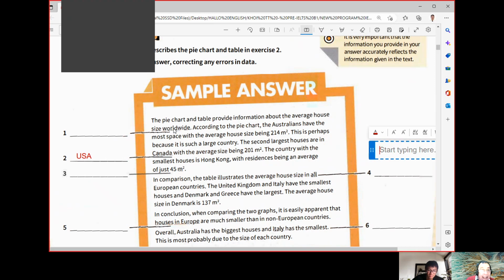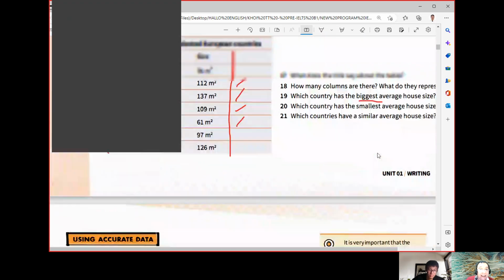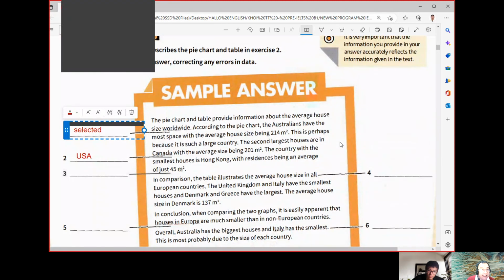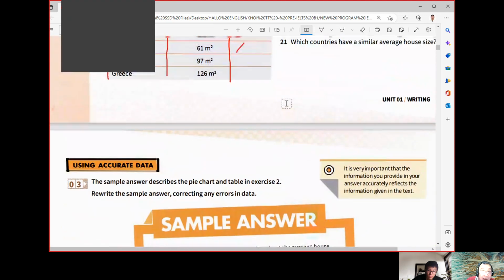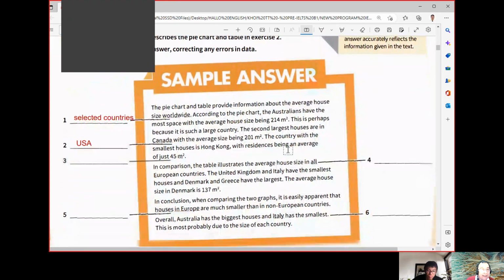Now, this one says "selected worldwide," but the correct answer here is "selected countries." Do not say "worldwide." So only selected countries. Next: with the average size of 201 square meters. Correct, right? That is USA.